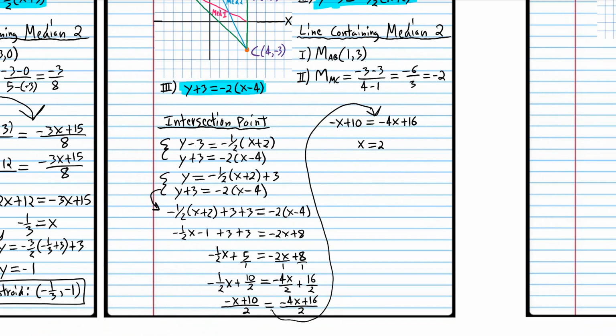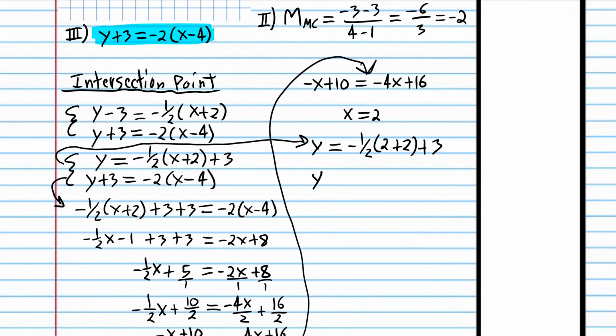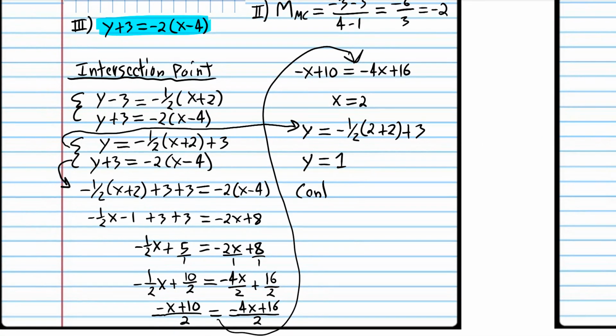And so now to find y, we just take the equation where y is solved for and rewrite it, and we have negative 1/2. We plug in 2 for x. And we do the math on that, and we get y is equal to 1. So the coordinate of the centroid is equal to 2, 1.